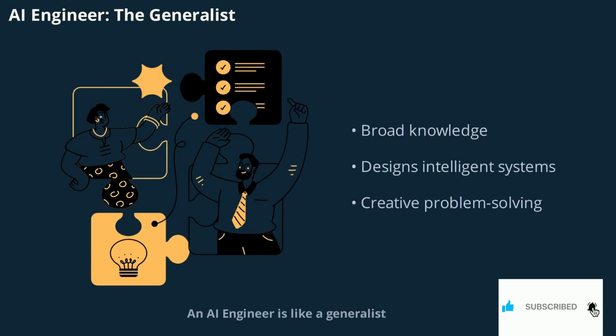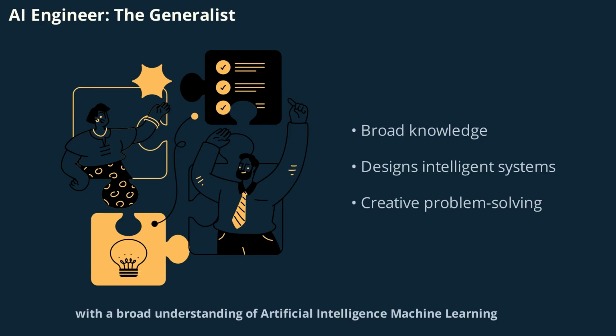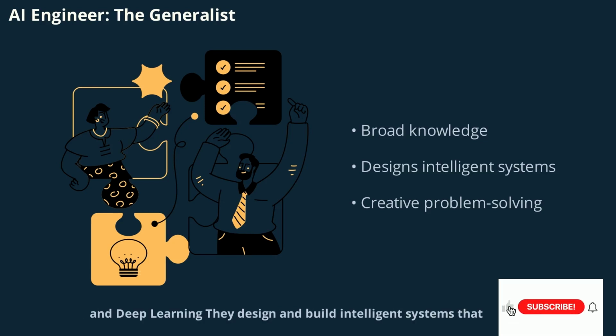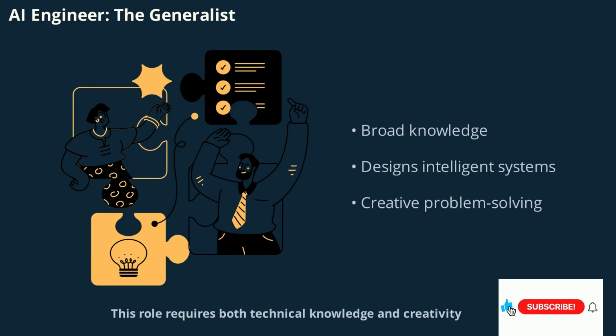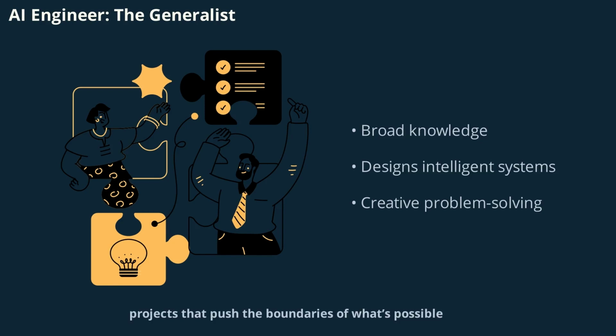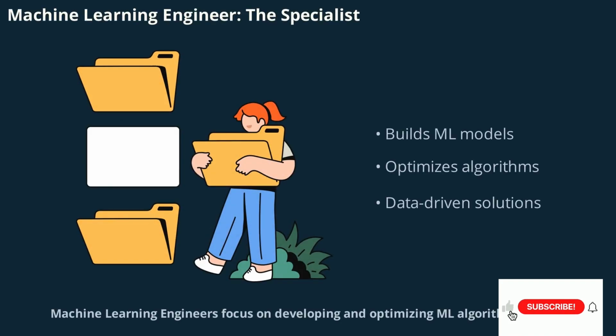An AI engineer is like a generalist, with a broad understanding of artificial intelligence, machine learning, and deep learning. They design and build intelligent systems that can solve a wide range of problems. This role requires both technical knowledge and creativity, as AI engineers often work on cutting-edge projects that push the boundaries of what's possible.